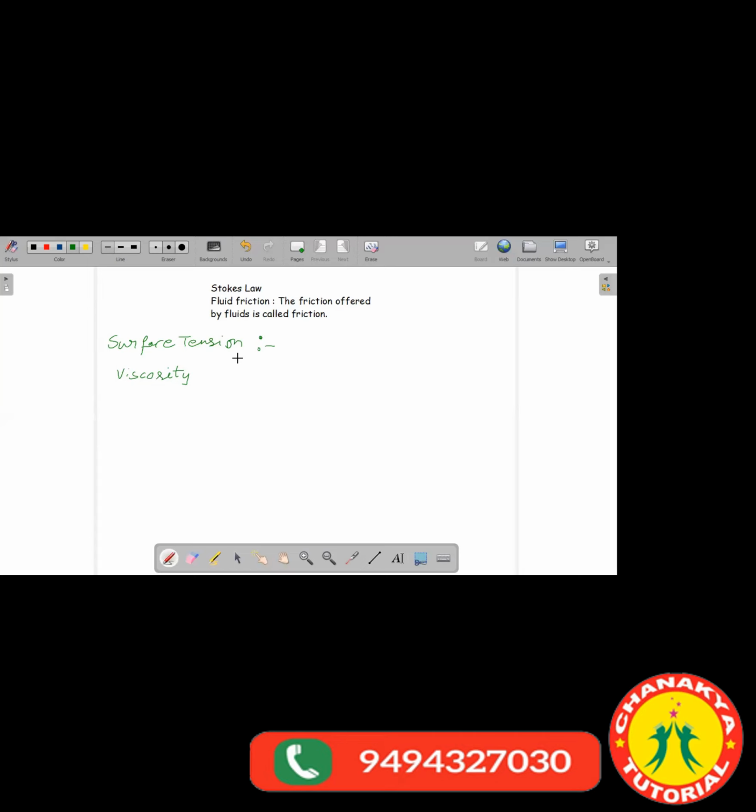Otherwise, if there had been no surface tension, water droplets could gain any shape. But if you observe the water droplet, it has a spherical shape. And I explained the reason yesterday: for a given volume, a sphere has the minimum surface area. Hence a fluid surface has a tendency to occupy the minimum surface area. That is because of its surface tension.